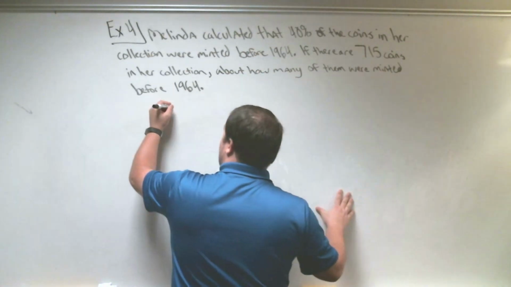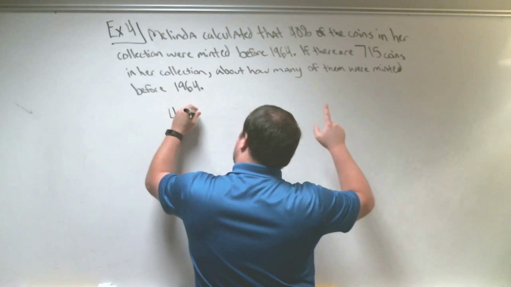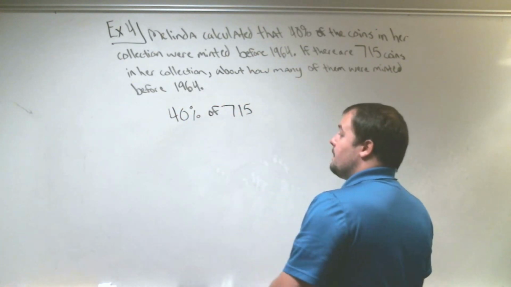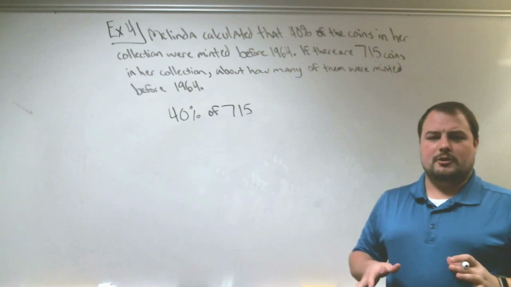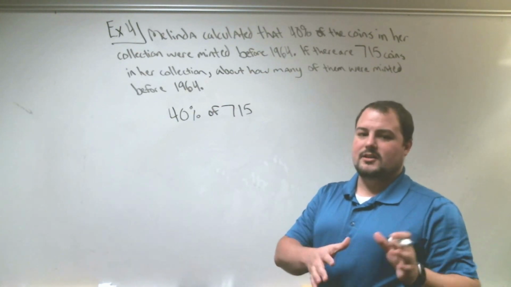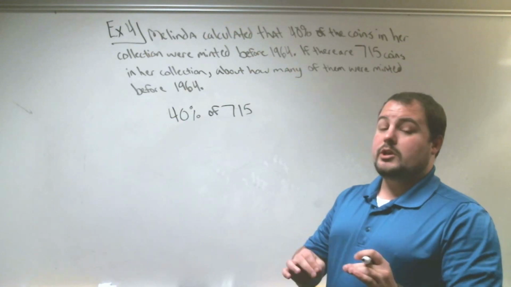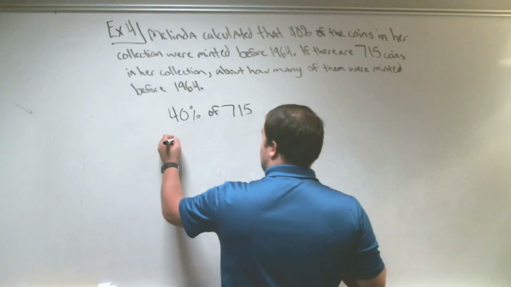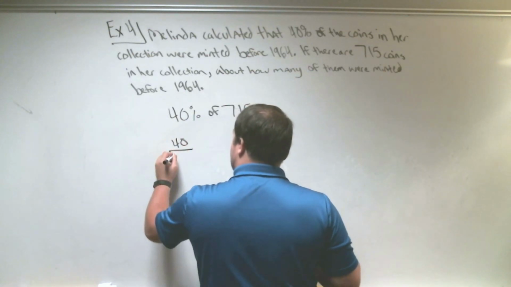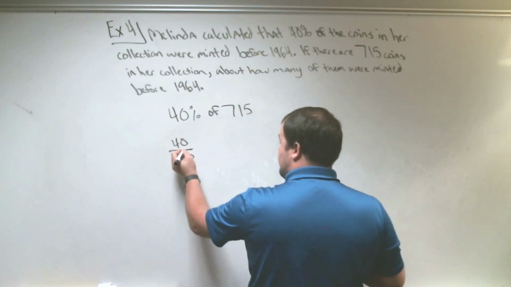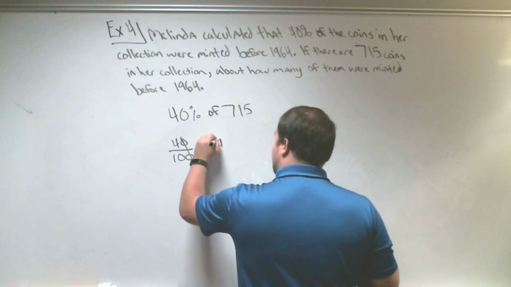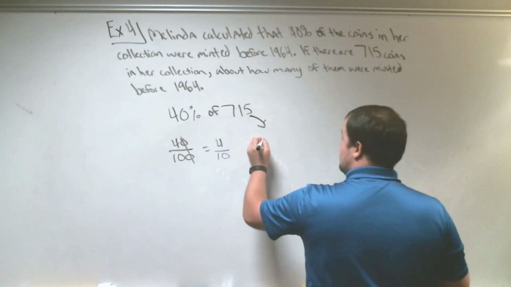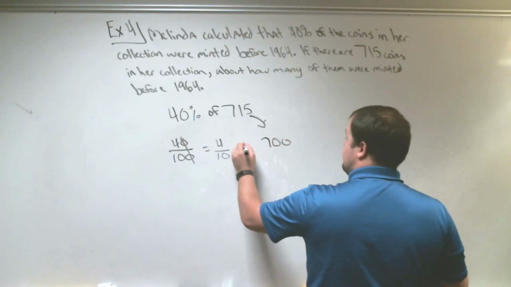Well, we know that we're going to figure out what 40%, because that's our percentage, of 715 is. So we're going to figure out about what 40% of 715 is. And again, the key word is about. So we don't need the exact answer, we need to round that number. So I'm going to say that we have 40, which is 40 out of 100. 0 on top and bottom, cancel it out. I'm going to look at 4 tenths. I'm going to say that 715 is about the number 700.